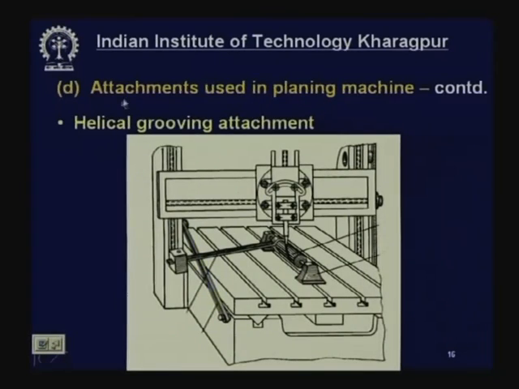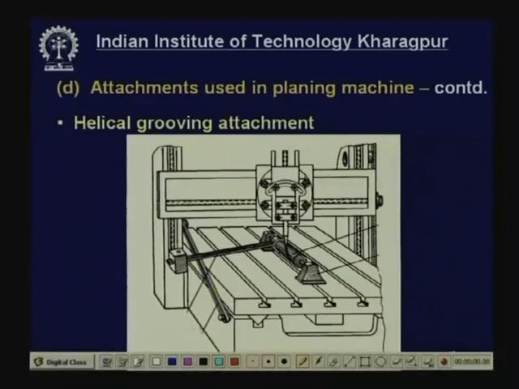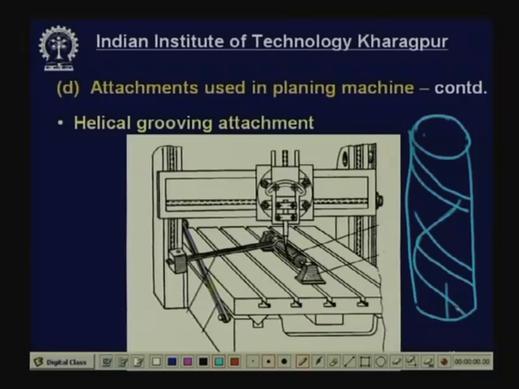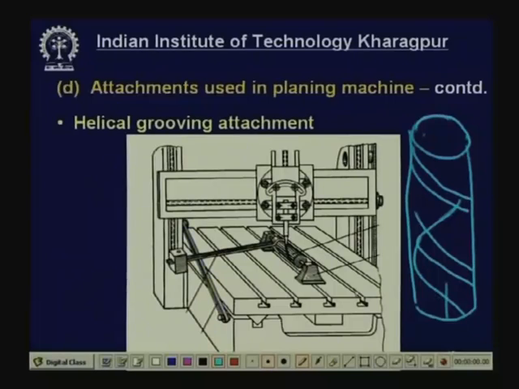Now, another example of attachments used in a planing machine: the helical grooving attachment. Often we need helical grooves of large pitch or large lead on cylindrical rods. Say, here is a rod, a large rod of diameter, say, 200 millimeters, and length, say, 2 meters. We want to cut a groove like this. How will this be done? First of all, this is a large job, so it cannot be done in a shaping machine, and a milling machine could do it, but you do not have that kind of large milling machine, but you may have one planing machine.